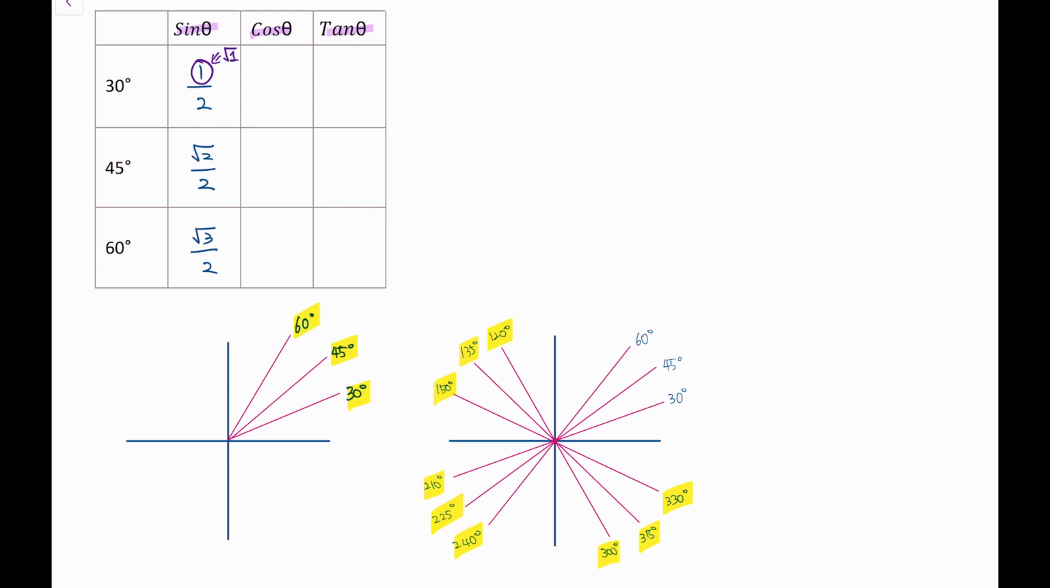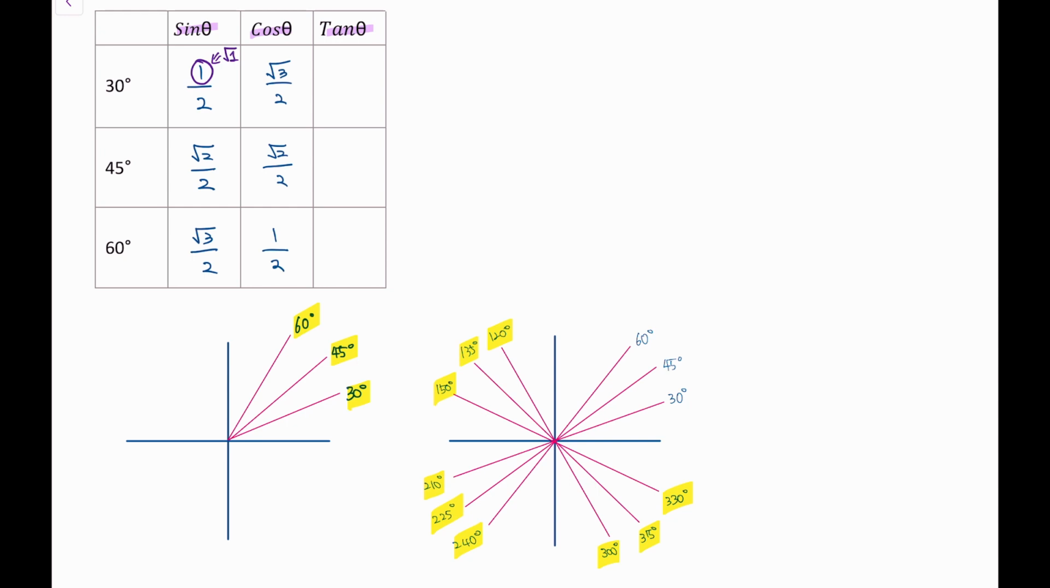Let's look at the cosine values now. Cosine of 30 is rad 3 over 2. Rad is the same thing as the square root, and cosine of 45 is square root of 2 over 2. And cosine of 60 is 1 over 2.